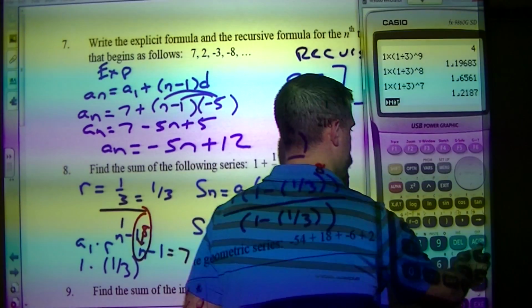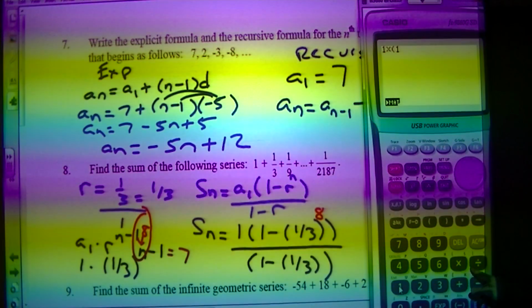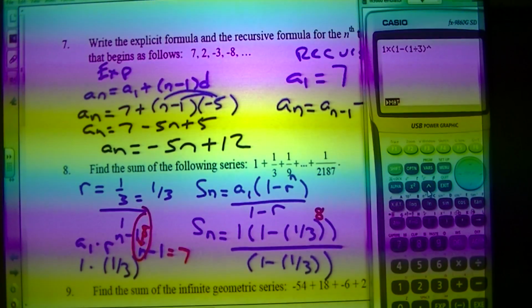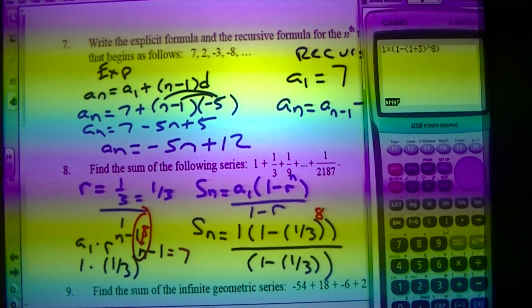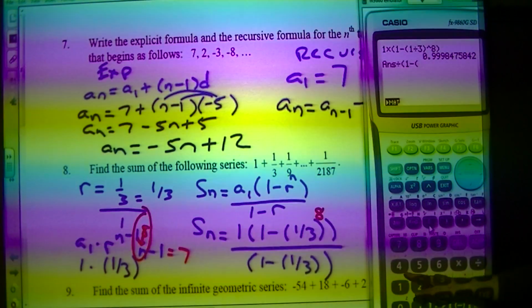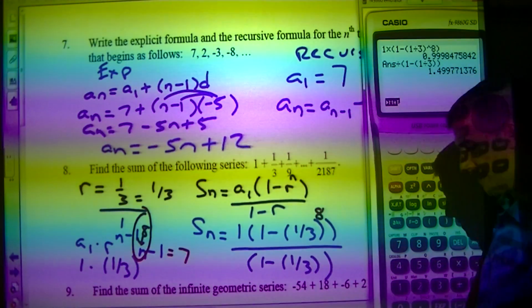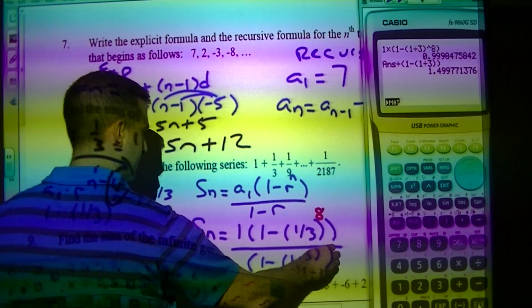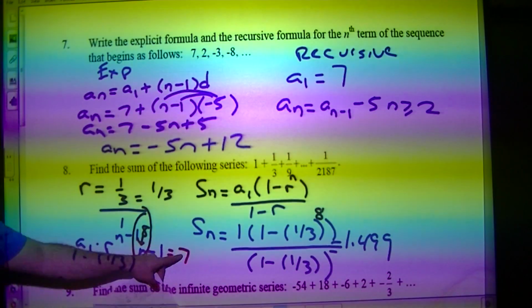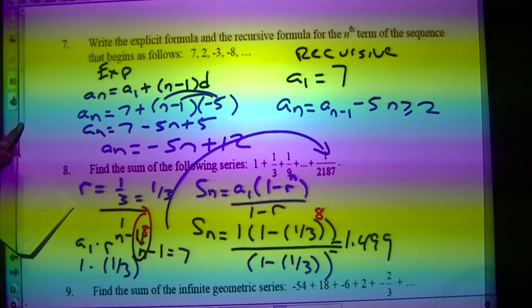So what I'm going to type is 1 times 1 minus 1/3 raised to the 8th, divided by 1 minus 1/3. I get 1.499, okay? And that's going to be my answer for that problem, 1.499. The key is use this to figure out that last term, if you need to know what the number of terms is.